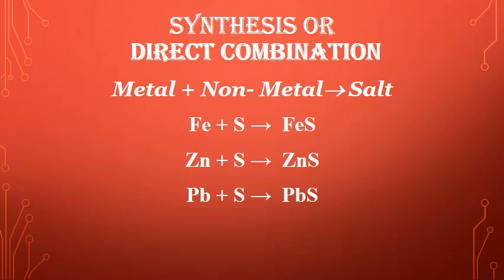Now we start with the first method of preparation of insoluble salts, that's synthesis or direct combination. Here a metal reacts with a non-metal to produce salt. So the metal provides the basic radical for the salt and the non-metal provides the acidic radical required for the salt. We usually prepare the metal sulfides by this method. So iron plus sulfur gives us ferrous sulfide, FeS, a black solid. Zinc plus sulfur gives us zinc sulfide, a dirty white solid. Lead plus sulfur gives us lead sulfide, again a black solid.